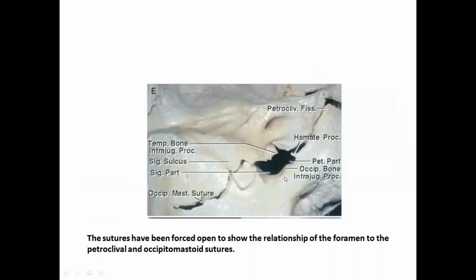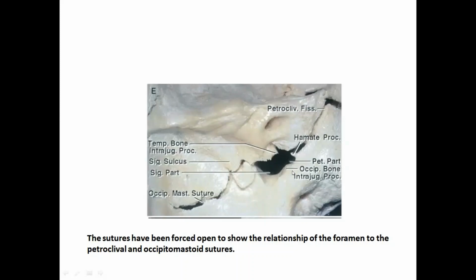Now this is a further magnified view of the jugular foramen itself, but here the two bones have been forced open to show you the structures and the anatomy that I was discussing earlier. So this is the posterolateral part, the widened part through which the sigmoid sinus traverses. This is the anteromedial part, which is directed medially. This is the petrous part, through which the inferior petrosal sinus exits.